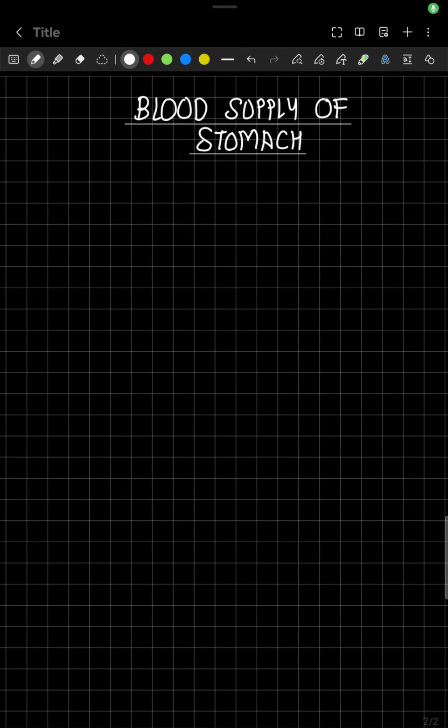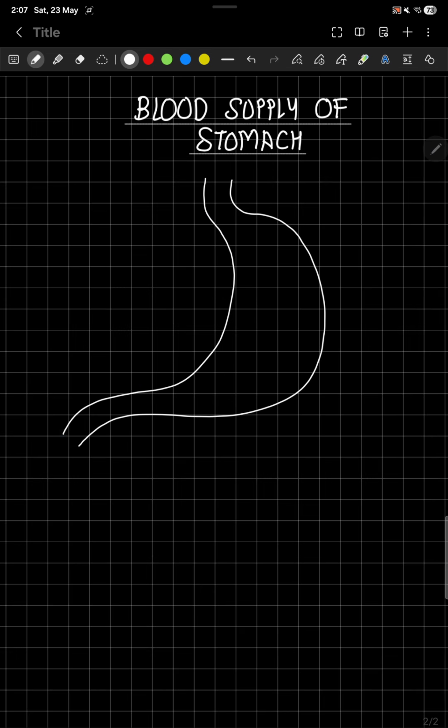Hi everyone, let us understand a small topic of anatomy today, which is the blood supply of stomach. Beginning with the drawing of our stomach first. This is the greater curvature and this is the lesser curvature. Beginning with the blood supply of the lesser curvature.